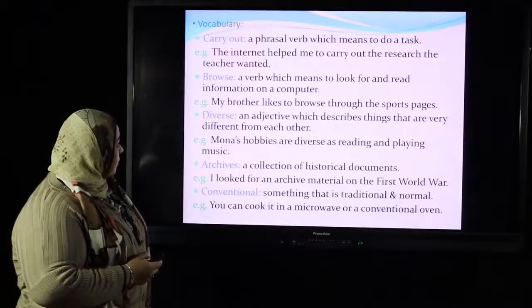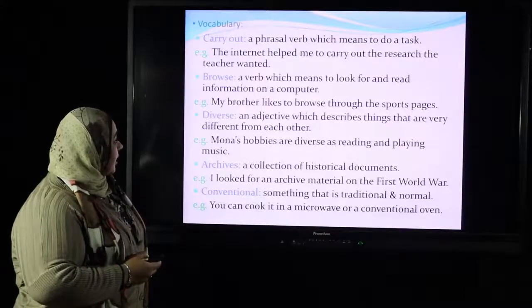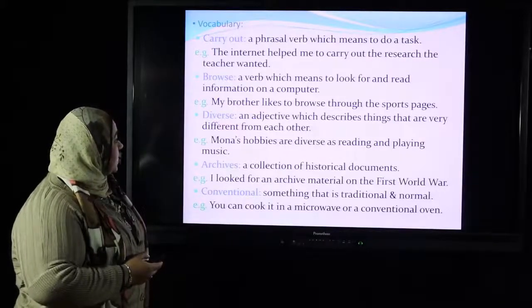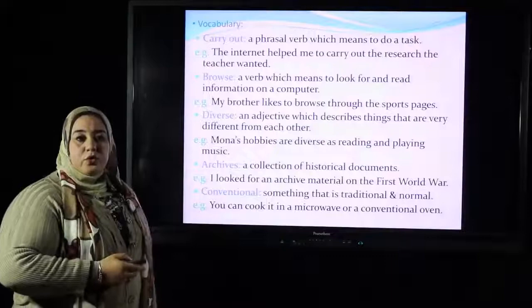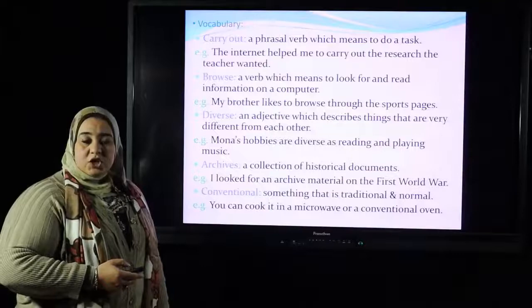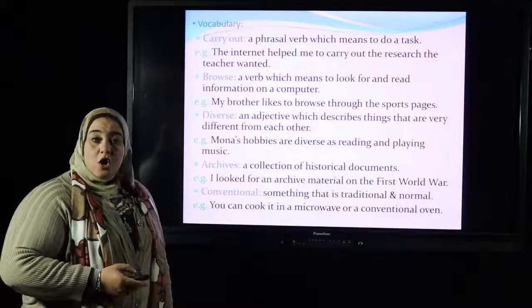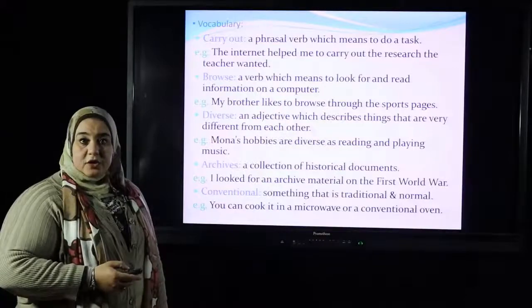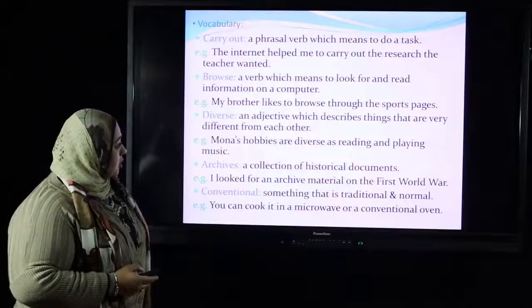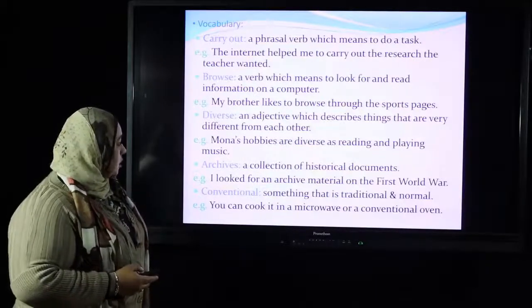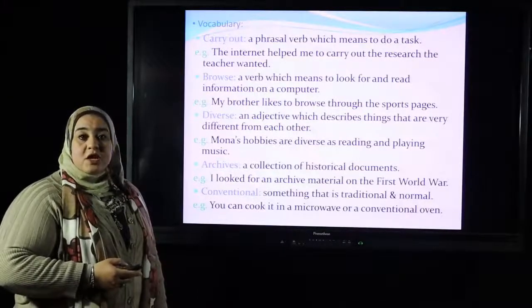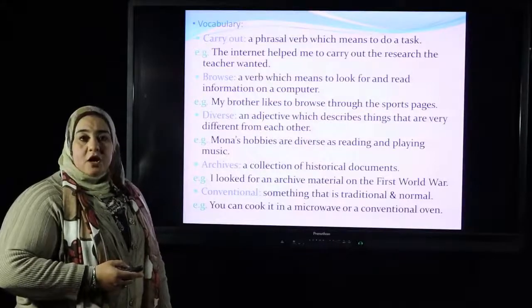The next word we have taken is diverse. It's an adjective which describes things that are very different from each other. When we are talking about two or more things that are completely different. Okay? Mona's hobbies are as diverse as reading and playing music. This means that on the internet we can find diverse information, meaning different kinds of information.